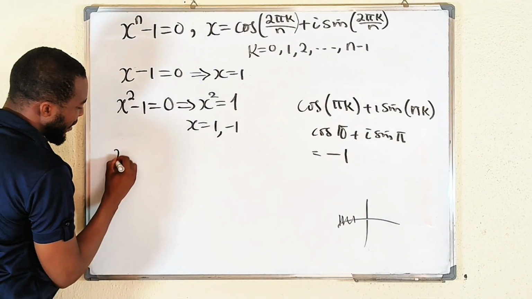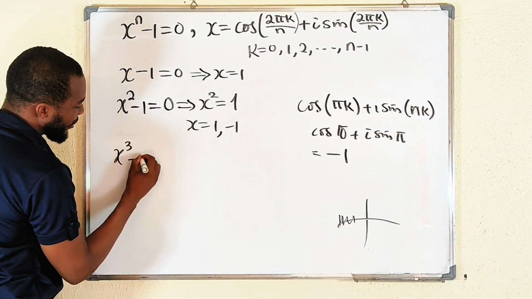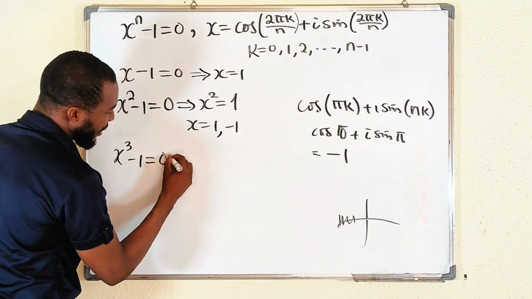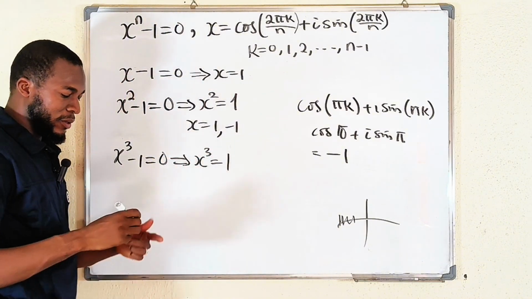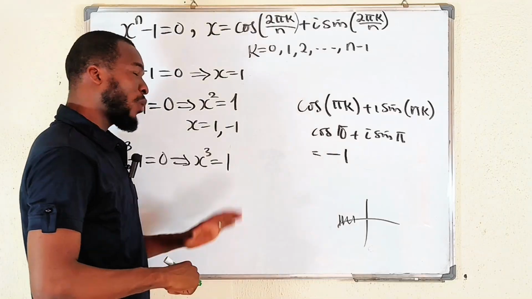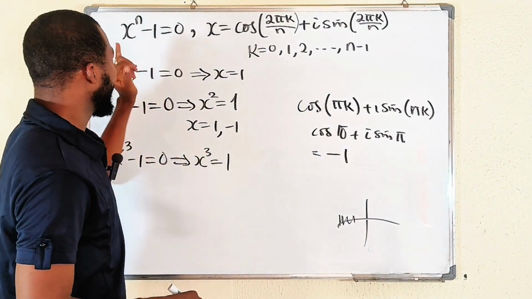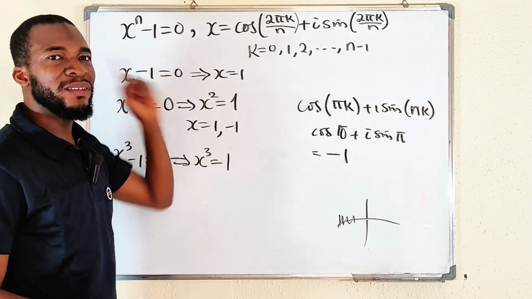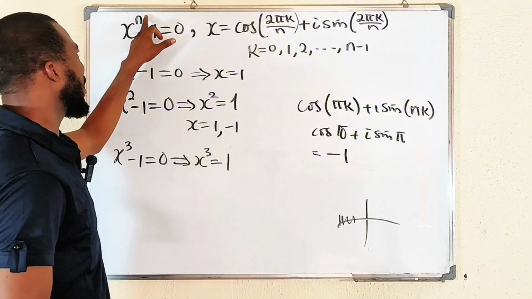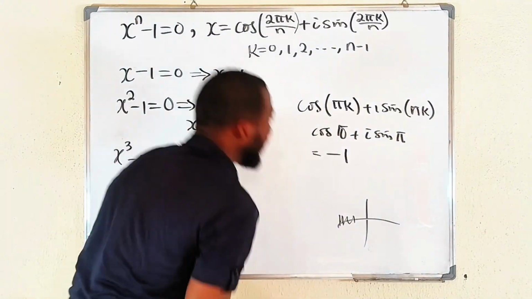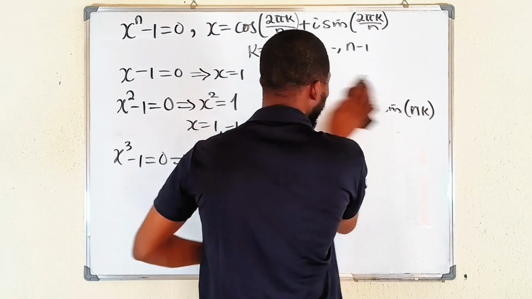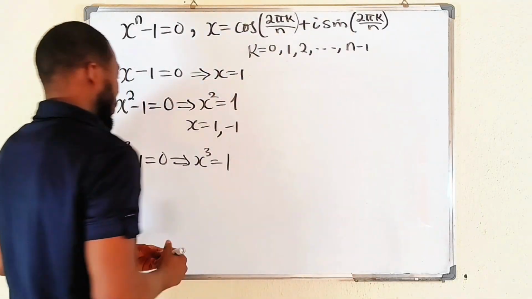Then when n is 3, x to the power of 3 minus 1 equal to 0, it implies that x to the power of 3 is equal to 1. All right. One thing you should know is that 1 will always satisfy these equations no matter what n is, provided it is a positive integer. All right.